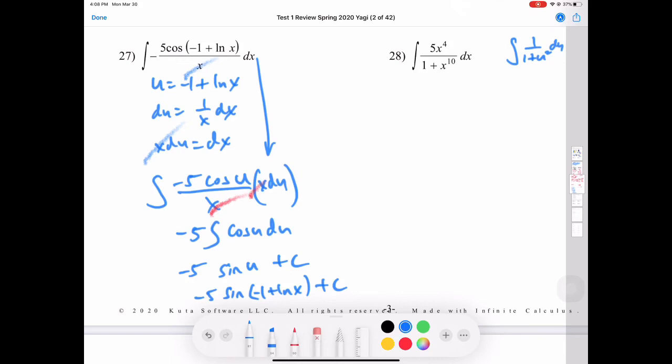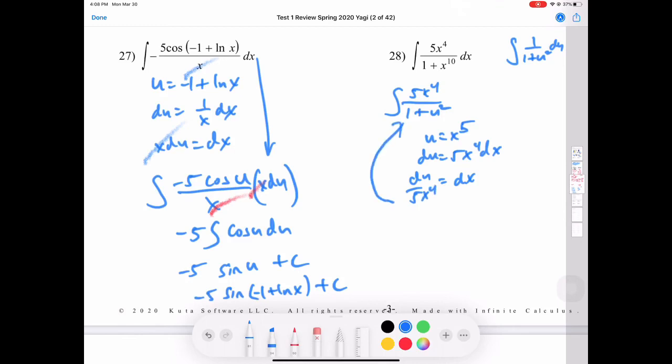So that's going to be the integral of 5x to the 4th over 1 plus u squared, where u has to be x to the 10. Nope, not 10. x to the 5. du is equal to 5x to the 4th dx. dx is equal to du over 5x to the 4th. Guess what? That's what it looks like.